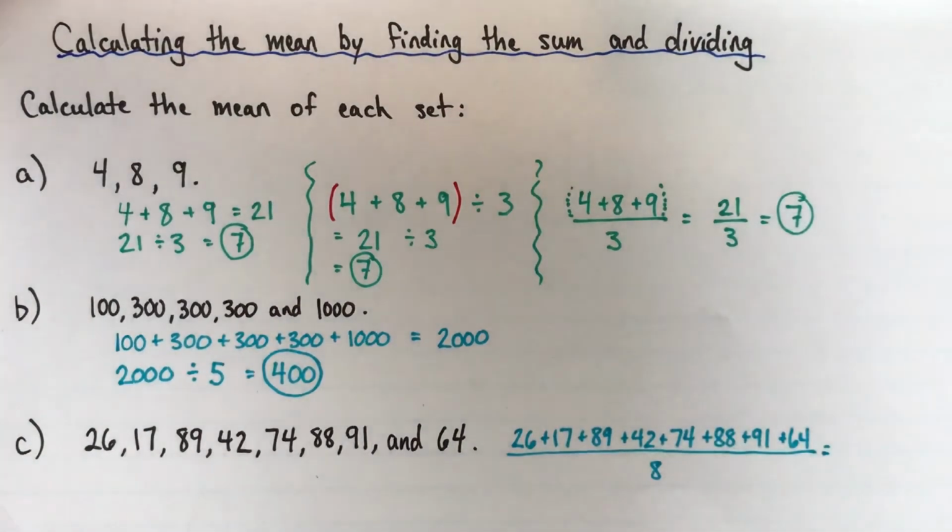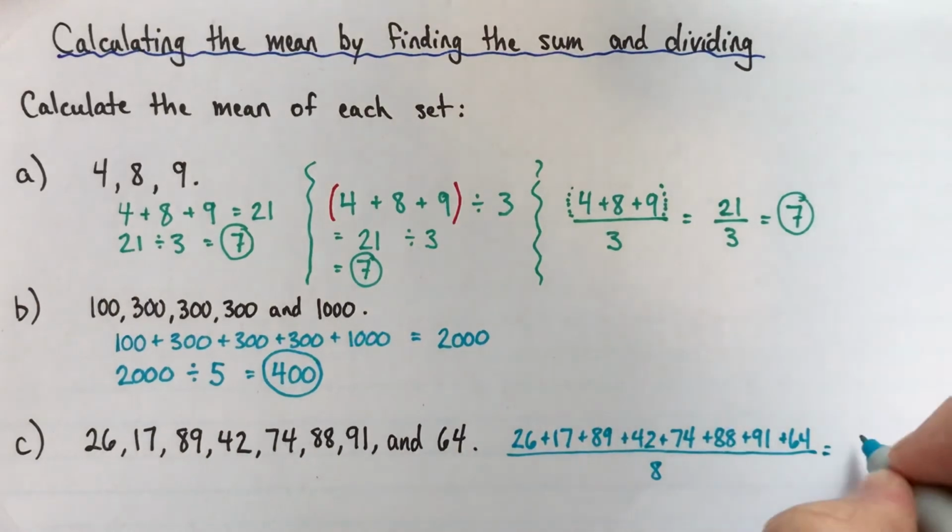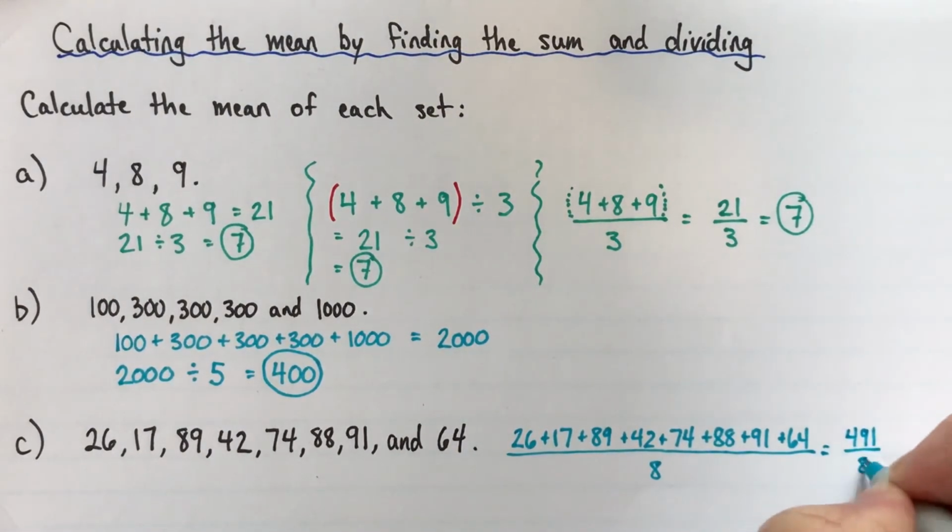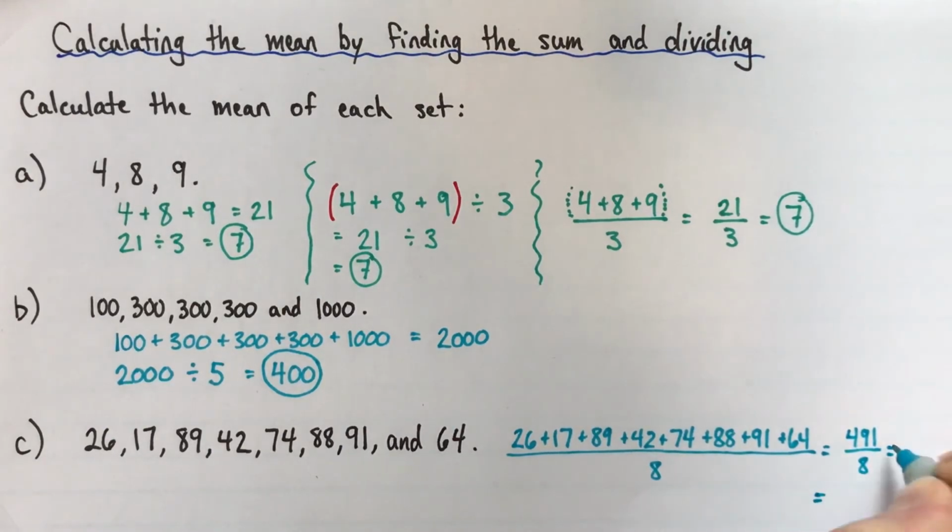So you'd pull out your calculator. I did this before I made the video. It comes out to 491. So the mean will be 491 divided by 8. And that is, I'll write it right here, 61 3/8, which is 61.375.